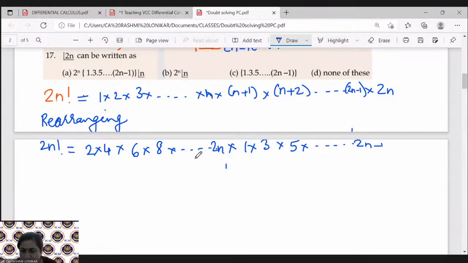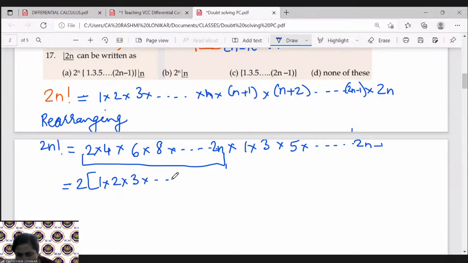So what will happen here? What is the common thing from here to here? 2 is common. So I will write down 2. What is going to remain? 1 into 2 into 3 into so on into n, right? I have taken 2 common here.